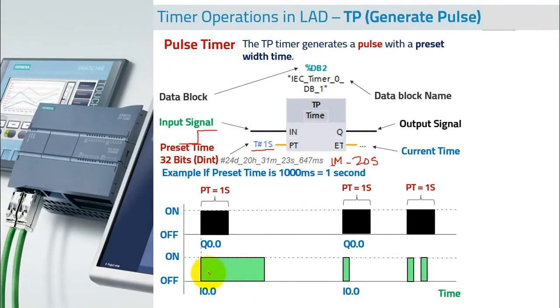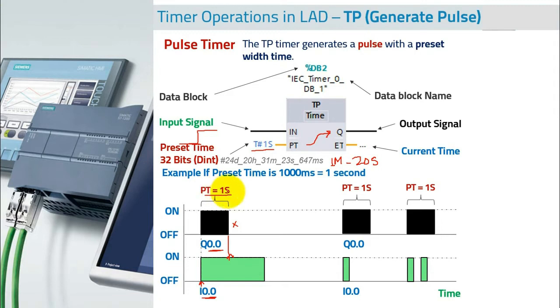Now this green part is my input, and this is my output. So what will happen when you initiate the input? When you give the signal here, the output will be on. It will turn on immediately when the input comes, and it will be on only for the preset time. So the output will be on for 1 second, and then it will be off automatically even if the signal is still on here. The input is on here, but the output will be off because the preset time is over.